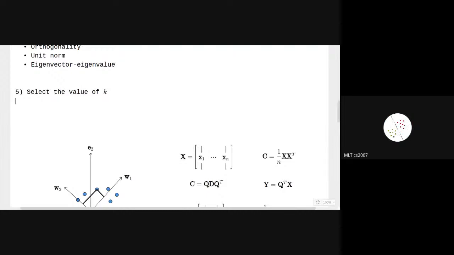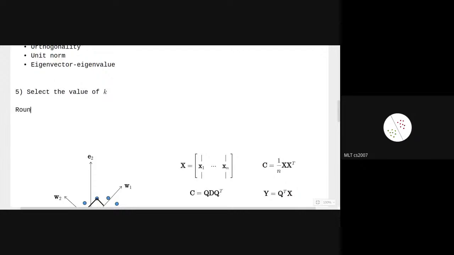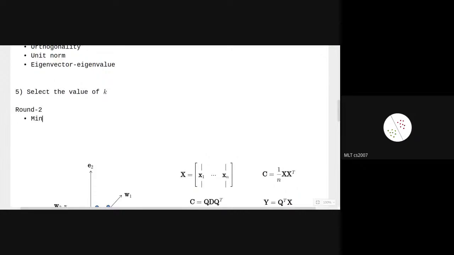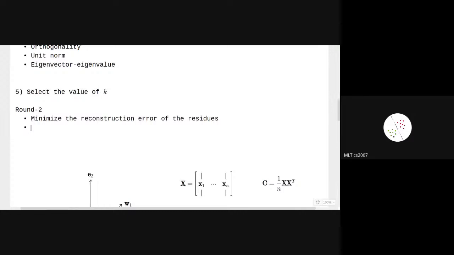So see, there are two ways of looking at round two. One way is that you're trying to minimize the reconstruction error of the residues, right? The other way of looking at it is, I'm looking for the second direction orthogonal to the first, which maximizes my variance. W1 is already taken. W1 is the one which maximizes the variance of the data set. That's the first direction. Now you're asking, okay, W1 is taken, can you tell me the second direction orthogonal to the first which maximizes the variance? That will be W2.